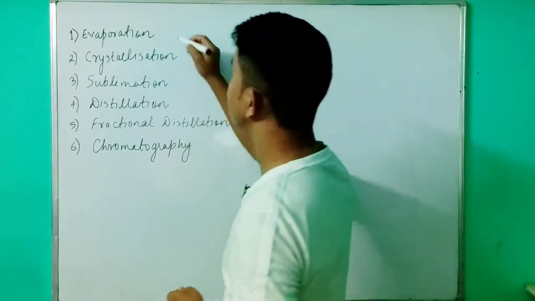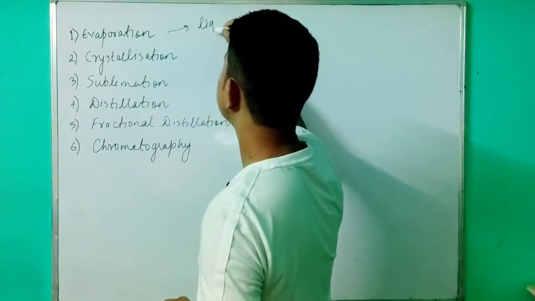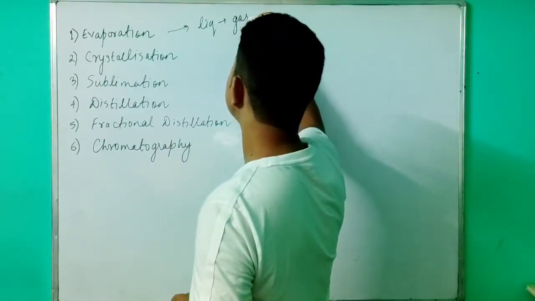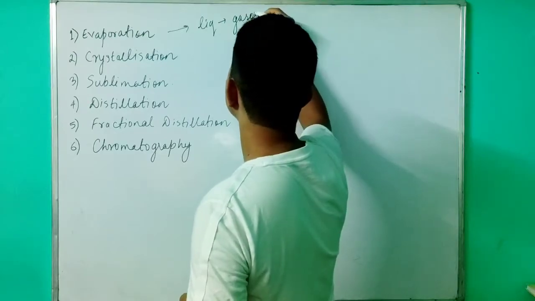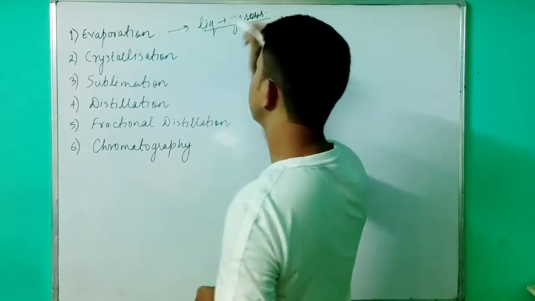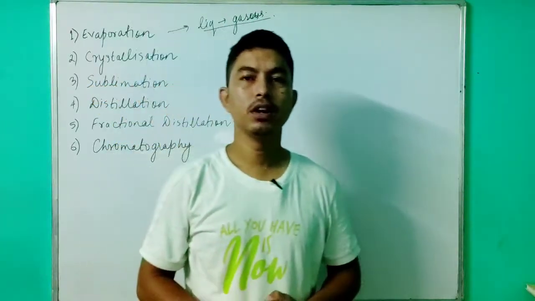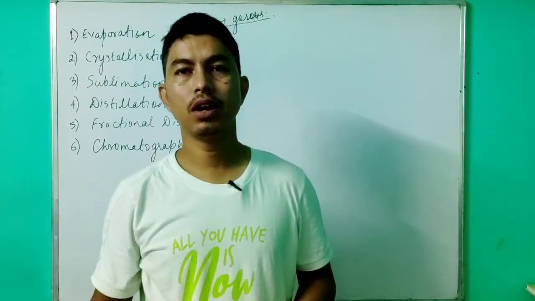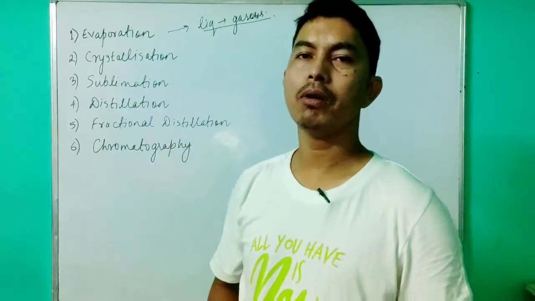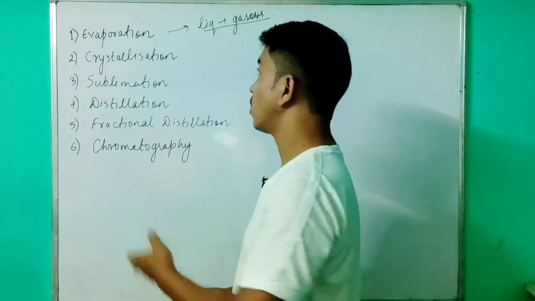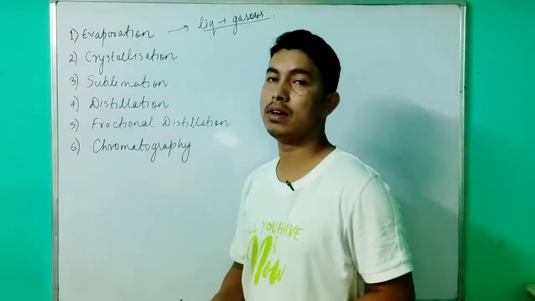We already know that evaporation is a process in which a liquid changes into the gaseous state. So the liquid changes into the gaseous state. This method is utilized in separating solids from liquids. For example, how do you obtain common salt? We obtain common salt by the process known as evaporation.